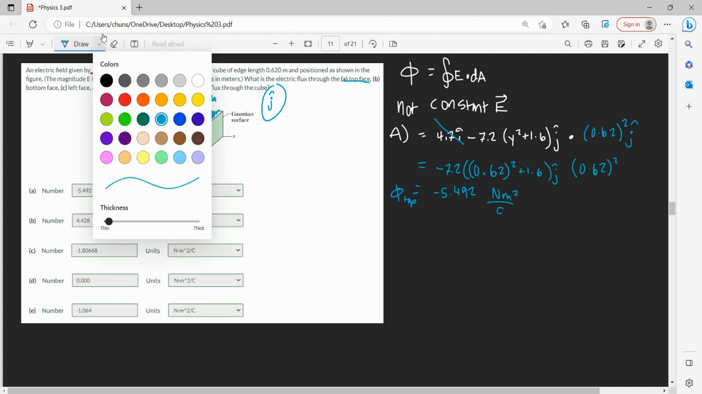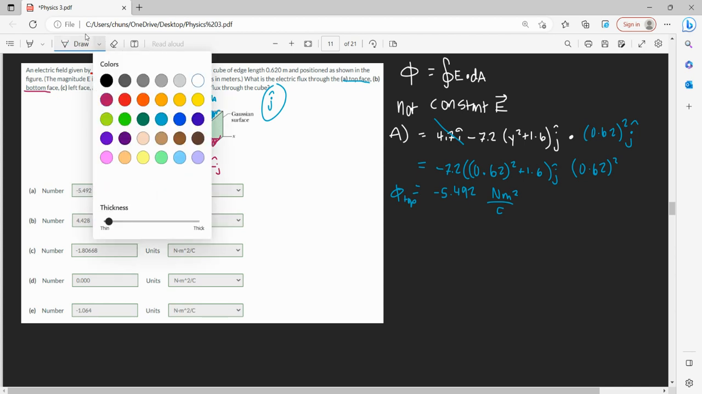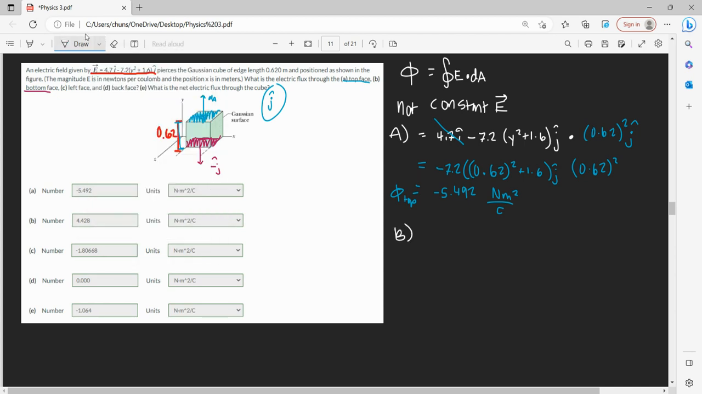Okay, so now let's apply the same principle for part B. Part B is asking for the bottom face, so we're going to want this section here, and directed outwards means that it's pointing in the negative j hat direction. And in this case, y is going to equal 0 because we don't have to travel that distance like we did for our top face, right? Because we're already on the xy plane. So let's do B now.